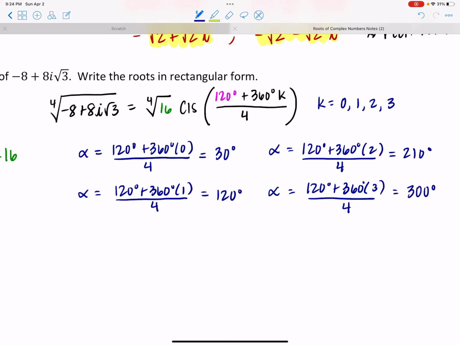And you can kind of see the pattern happening here. 30 plus 90 makes 120, plus another 90 makes 210, plus another 90 makes 300. So that's sort of a nice pattern that happens, and you can, again, avoid some of the work. I just don't want anyone to get lost on where these angles are coming from.